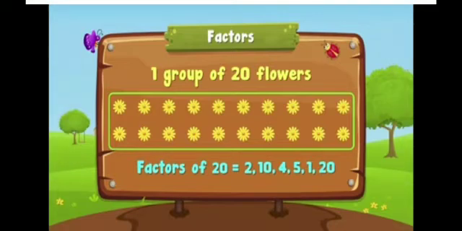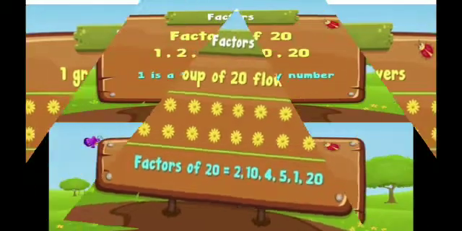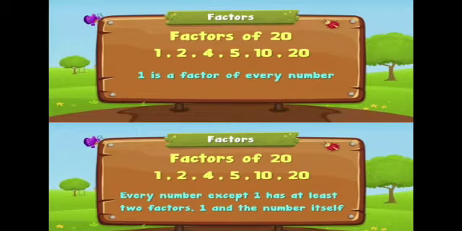Next, look here. Now we can make one group with 20 flowers. This is the group of 20 flowers. So we can say the factors of 20 are 2, 10, 4, 5, and here 1 and 20 also. The factors of 20 are 1, 2, 4, 5, 10, 20.